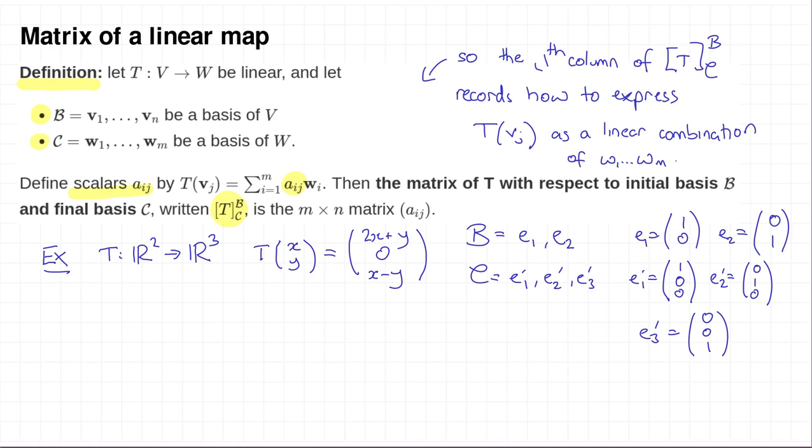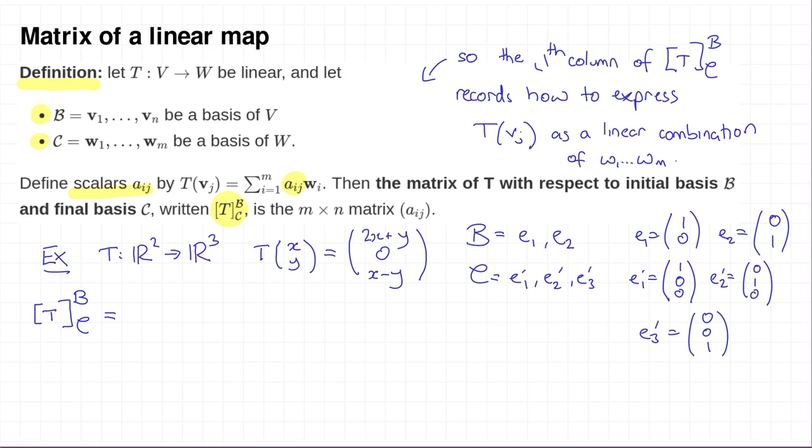We're going to try to work out the matrix of T with respect to the initial basis B, the standard basis for R^2, and final basis C, the standard basis for R^3. So let's think what this should look like. Well, first of all, what shape should it be to begin with? It should be m by n, where m was the dimension of the codomain, and n is the dimension of the domain. So that means it should be a 3 by 2 matrix.